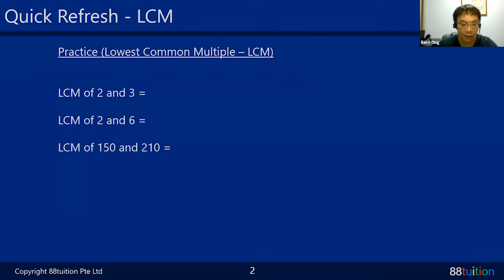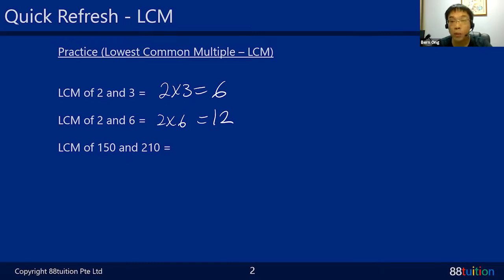So you're looking for the LCM of 2 and 3. Easy, 2 times 3. You tell me 2 times 3 is 6. Correct or not? But is it always 2 times 3 like that? Is it always 2 times 6, 12? Is it always like that? That's not true.